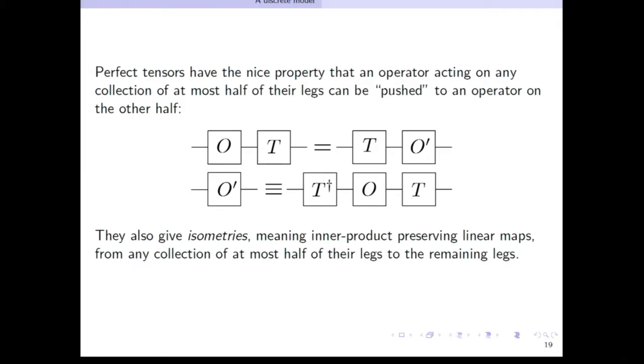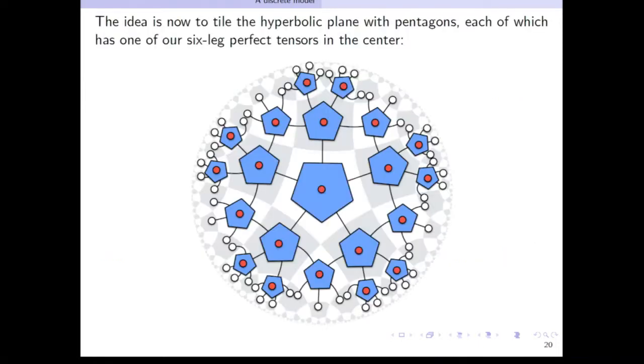Right. So, I already said this, but these T's therefore give isometries, meaning inner product preserving linear maps from any collection of at most half of their legs to the remaining legs. That's another property of perfect tensors. All right, enough. Onto the model.